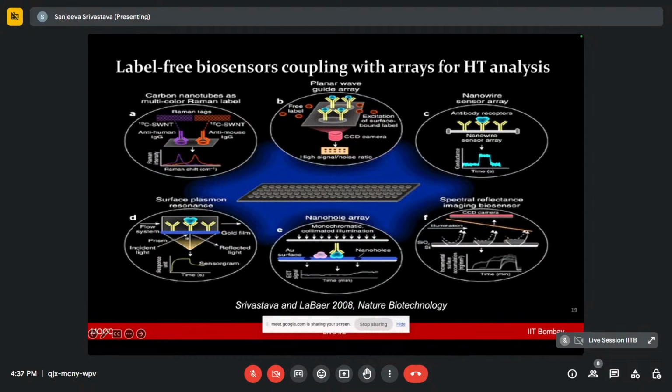There are many types of platforms. I just talked to you about SPR, surface plasmon resonance. Others are nano-hole arrays, and carbon nanotubes are also being used. Planar waveguide arrays, nanowire sensor arrays, and SRIB, spectral reflectance imaging biosensor. These are different principles involved. The idea is we are looking at the change when two molecules bind, through the dielectric constant change, the reflectivity change, or the reflectance change.